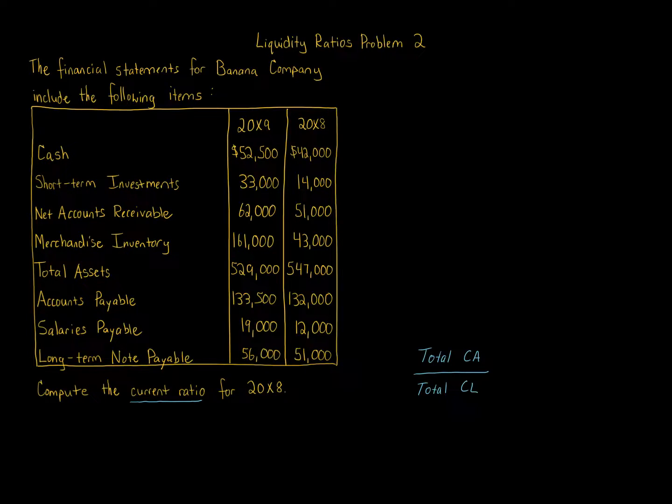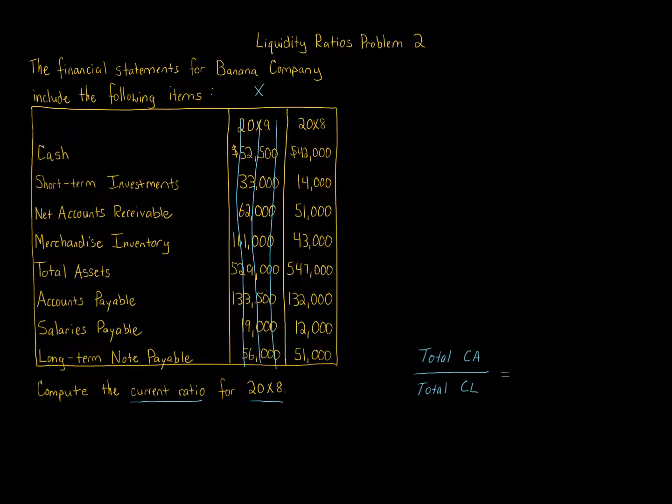The current ratio is a more reliable indicator of a company's ability to pay its current liabilities than working capital, because working capital is just current assets minus current liabilities. It gives you a dollar amount. So the current ratio is just this formula: total current assets over total current liabilities. We need to go through our items and determine which are current assets and which are current liabilities. The question's asking for 20x8, so we can eliminate the 20x9 column. That's irrelevant.